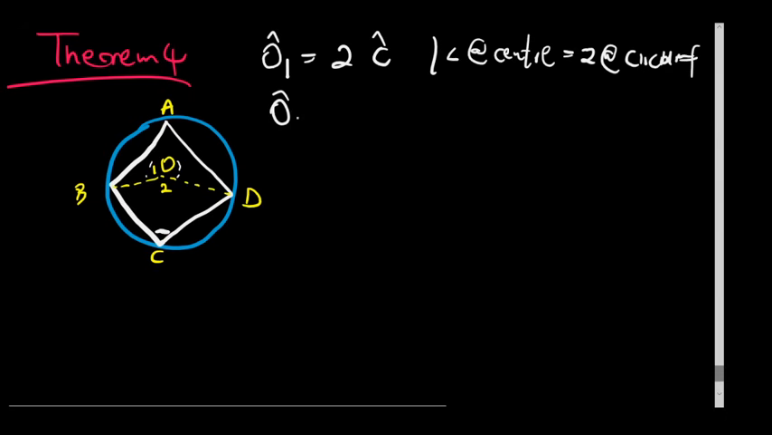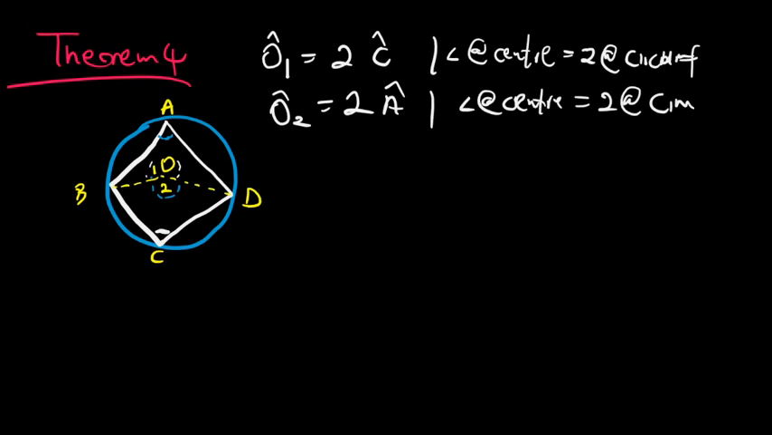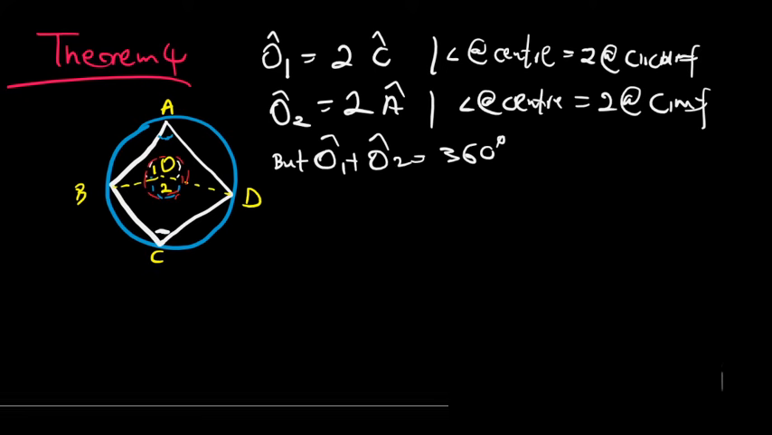and then angle O2, which is this one here, is equal to twice this one here. So O2 is equal to twice angle A. Same reason, angle at center equals twice its circumference. So now that we have this, angle O1 plus O2 is equal to 360 degrees, right? Why? Because it's a revolution, so the entire O1 plus O2 gives you 360 degrees.